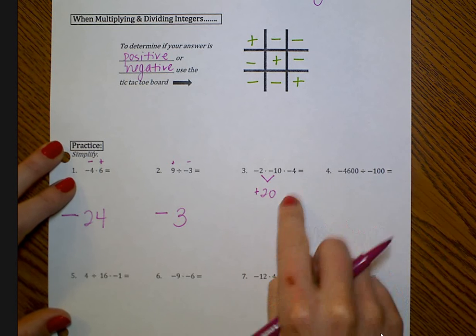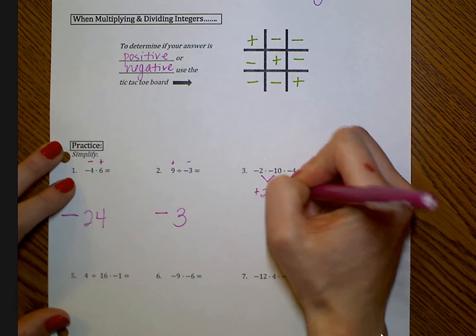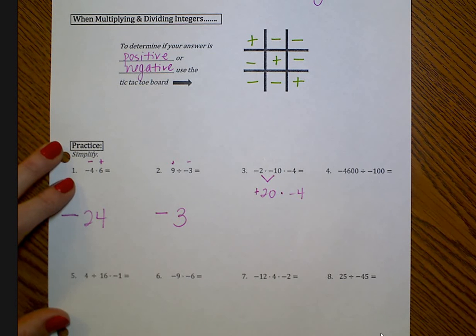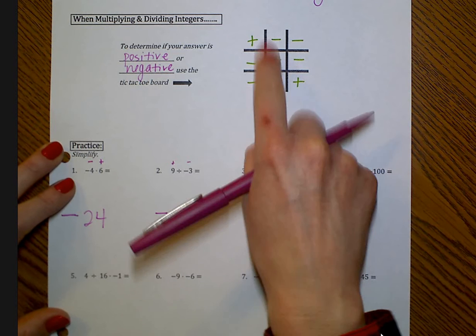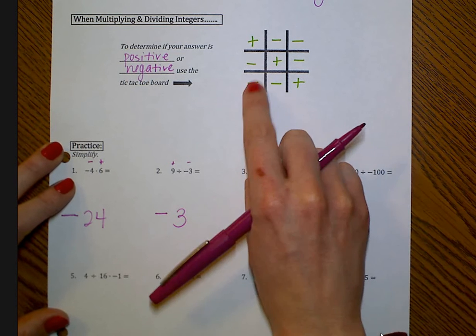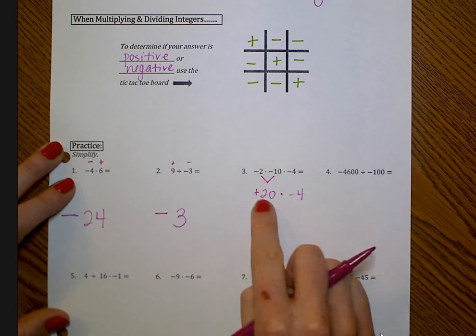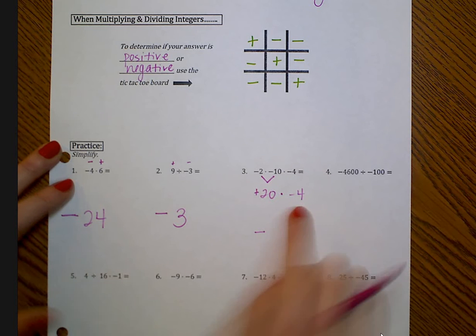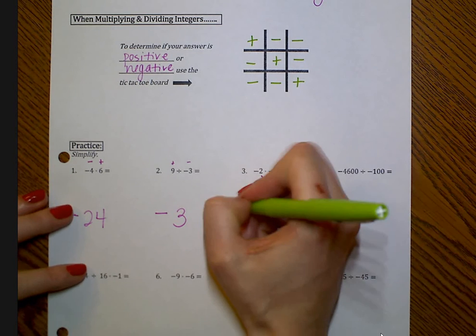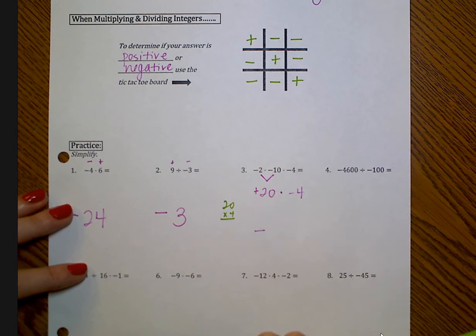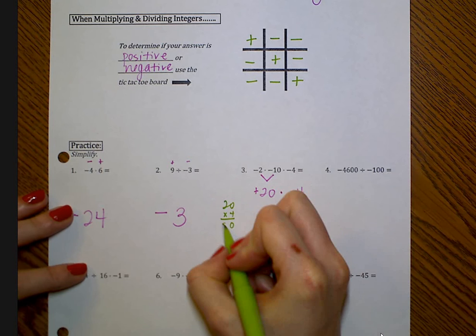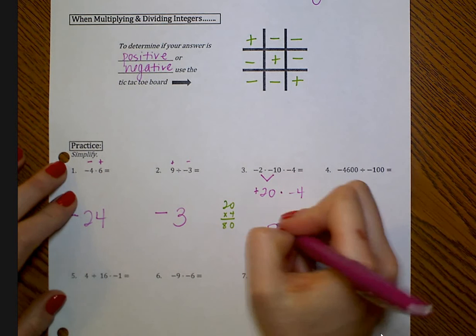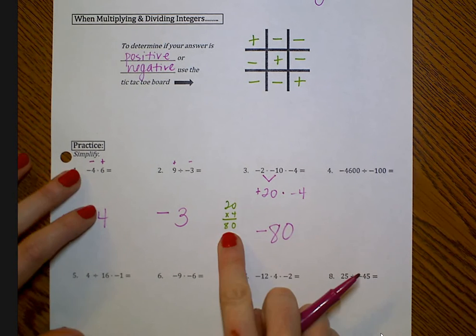Now I'm going to bring down this times negative 4. Now I'm looking at a positive times a negative. So a positive times a negative is a negative. And 20 times 4, realize if you need to write it out like this, you should. 4 times 0 is 0. 4 times 2, 80. Do not be afraid to write it out if you need to.